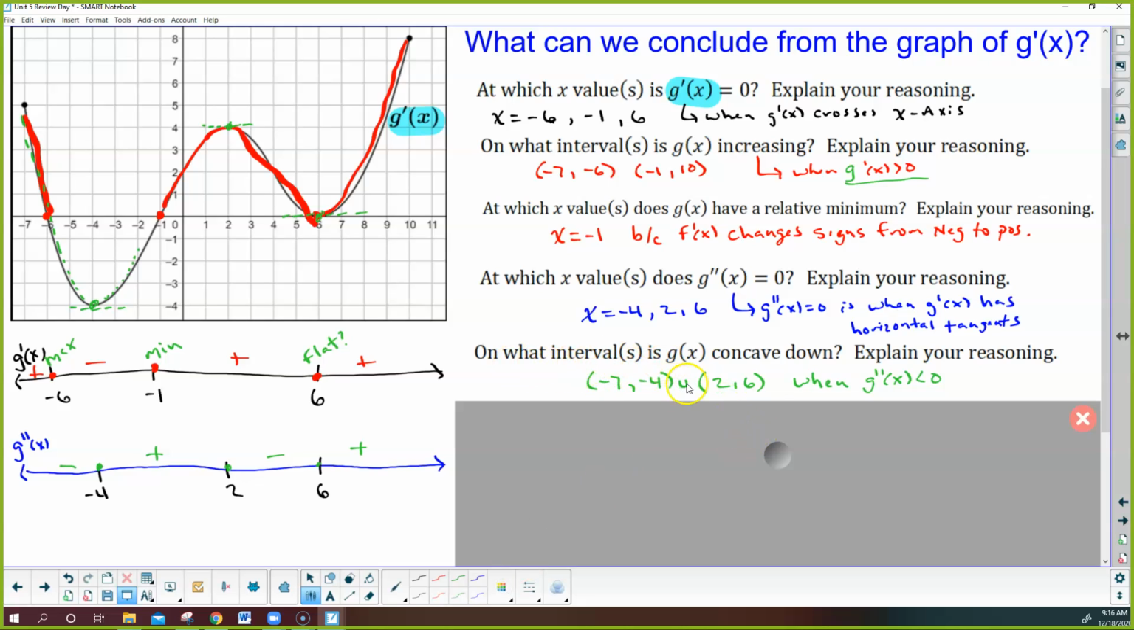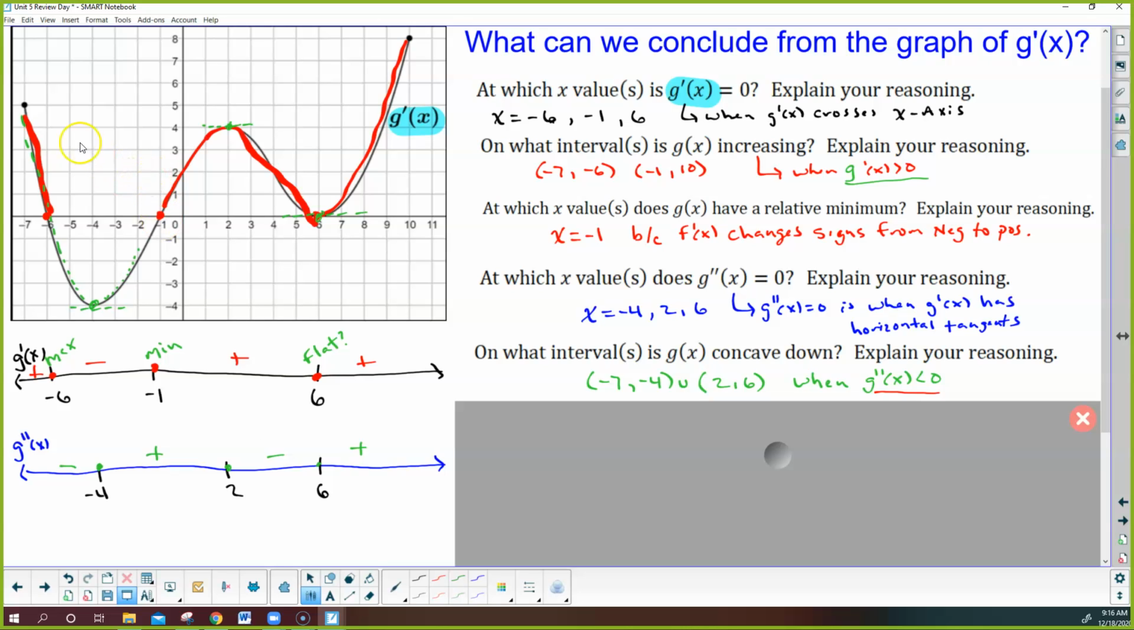There are a couple of reasons for this next one. On what intervals is g concave down? Well, that's when the second derivative is negative. So if you make your sign chart, you can see quickly where we're going to be negative. Notice I didn't put negative infinity because my interval ends at -7. So you do have to be aware it's -7 to -4, and then 2 to 6. That's when we have negative second derivatives.